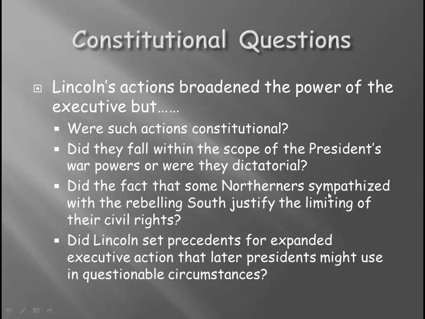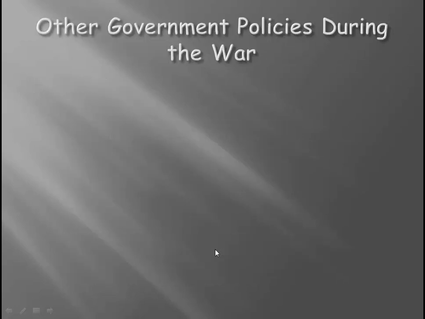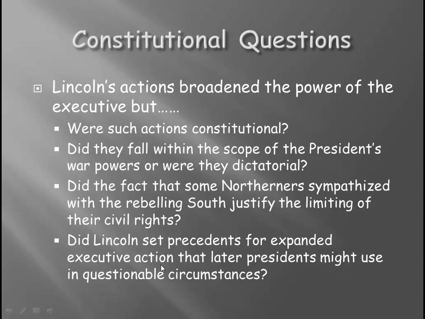Did the fact that some Northerners sympathized with the rebellion justify the limiting of their civil rights? So were people's rights limited, and was it justified only because maybe you were on the north side of things? And then did Lincoln set precedents, things that can be done later on for expanded executive actions? Yes, he did, that later presidents might use in questionable circumstances. So when we go back to the big question here, right? Did Abraham Lincoln broaden the power of the executive branch? Absolutely. Was he justified in doing so? That's for you to answer, okay?